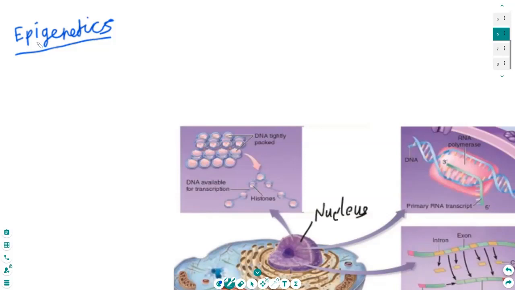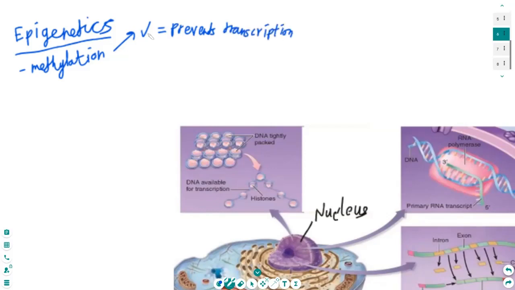These are markers which work on the DNA and either make it more loose for transcription to occur, or make it more tightly packed so transcription is prevented. One example is using methyl groups, so methylation. Methylation prevents transcription, and demethylation, no methylation, means it promotes transcription.